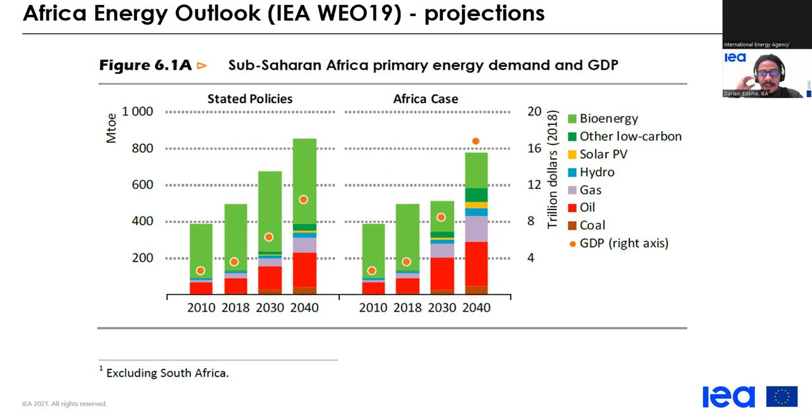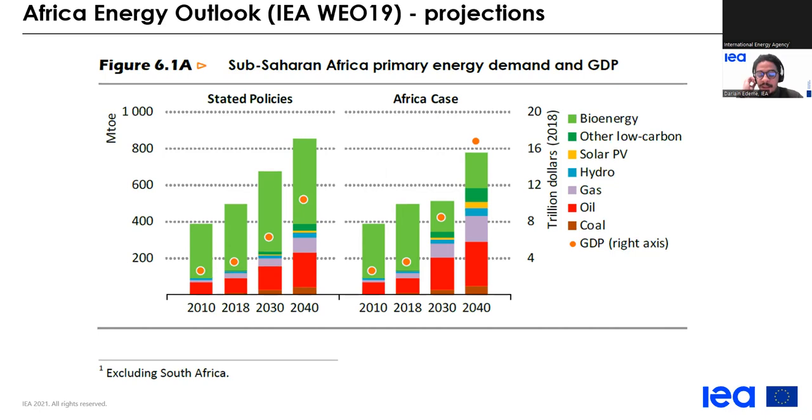In the Africa case, you can also see that the orange dot is the GDP growth. So you can see, sorry, I see I have a question in the Q&A. Okay, sorry, I will go back to Sila's question in a moment.